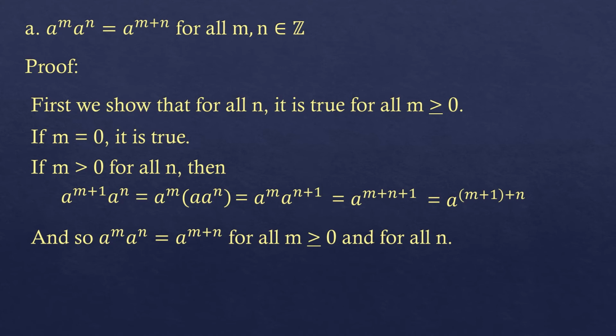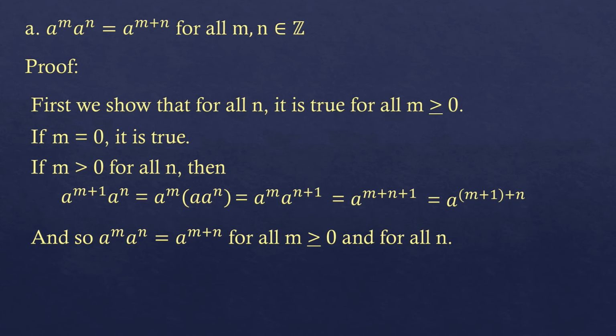And so a to the power of m to the power of n is equal to a to the power of m plus n, because it's true with the m plus 1 for all m greater than or equal to 0 and for all n. So we're not yet done because this is still m greater than or equal to 0. What's lacking is m less than 0, so that it's complete. There is equals 0, there is greater than 0, there must be less than 0.